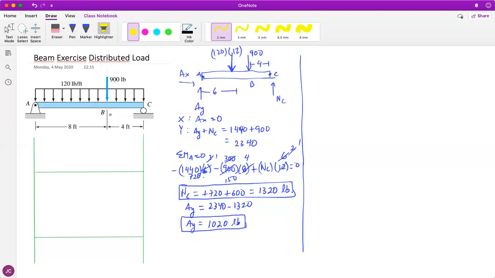Well, what I can tell you is this. The criteria, I'm not going to write this, I'm just going to tell you this. The criteria is if the distributed load doesn't change the slope, this slope over here, if that doesn't change, then you only need to put one. That's the criteria for distributed loads.